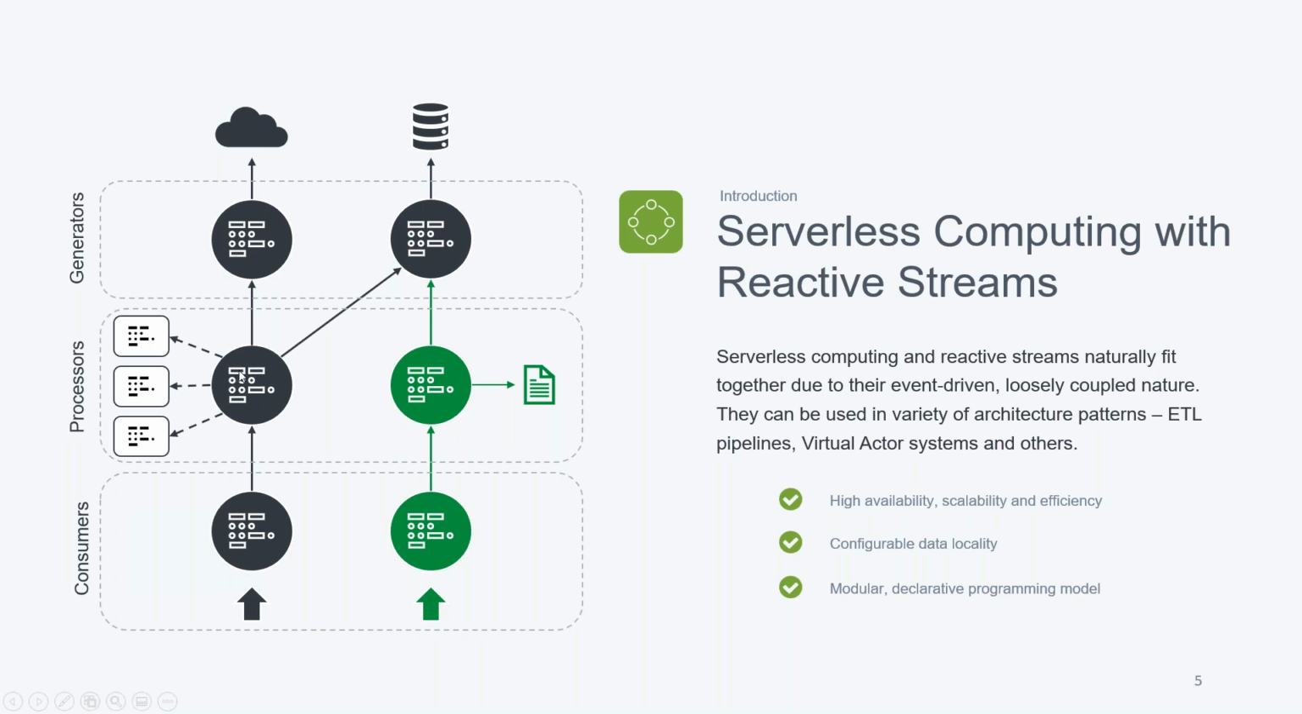By combining serverless computation and reactive streams, you can also process the data by using workers that can utilize the data locality features and basically process the data on the node that actually holds the data. So this is something that is also well known as the MapReduce technique.